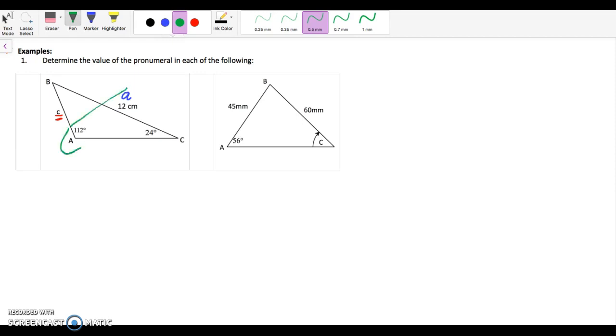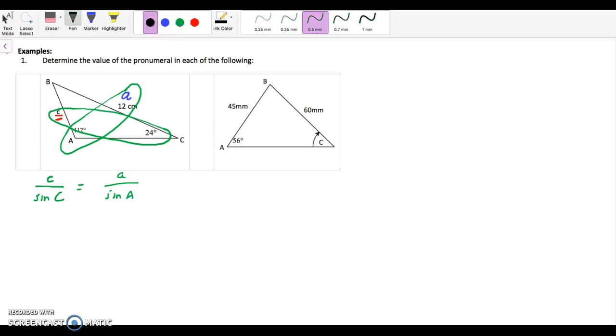Well, I know a beautiful pair, a relationship: side A, which has a length of 12, and its angle, 112. What I've also identified is an incomplete pair. I know that angle C is 24 and I want to find the length of its opposite side. So that tells me straight away that I can use the sine rule. I'm going to find a length, so I can say length C over the sine of angle C should be equal to the length of A over the sine of angle A.